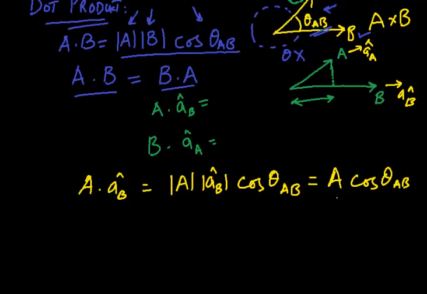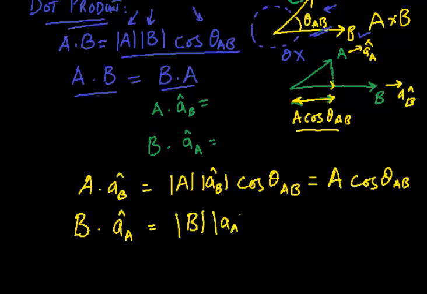So what I mean by this is that this is my A cosine theta AB, where this portion represents the projection of A on B. Likewise, I can also have the projection of B along A. For that I need to dot the B vector with the unit vector of A in order to get the projection of B along A. So this is again the magnitude of B, then the magnitude of aA, and then cos theta AB, which gives us B cos theta AB.